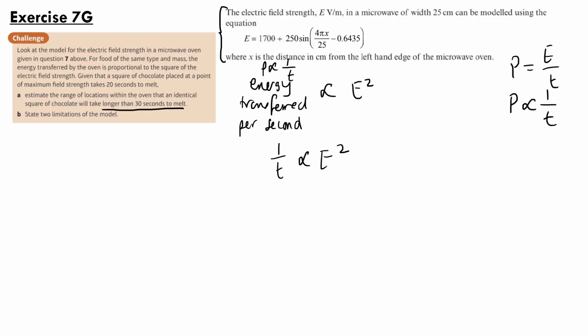From this point then, we can write an equation. So we can say that 1 over T is equal to K E squared. And then we can use our initial condition from that point. So we know that a square of chocolate placed at the point of maximum field strength takes 20 seconds to melt.